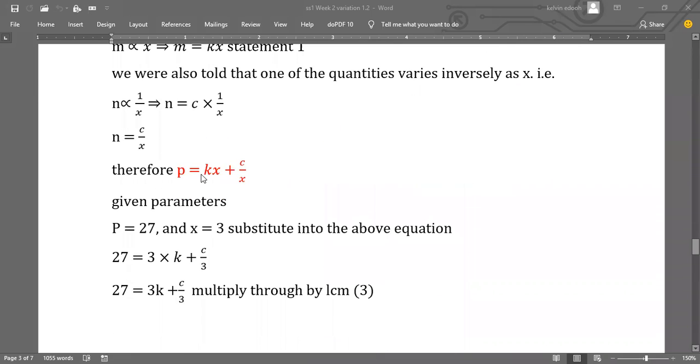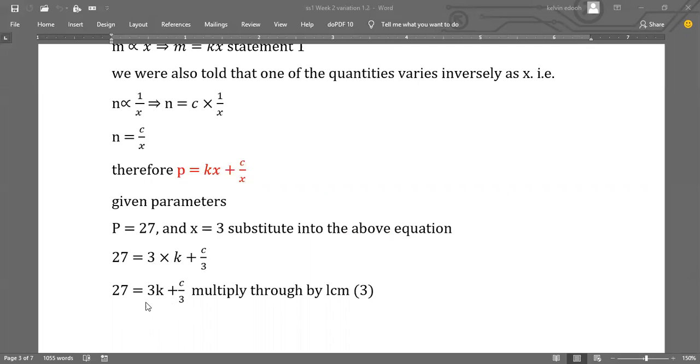Let's solve for k. Remember, this is the formula we got. They gave us p is 27 when x is 3. So let's substitute: 27 equals 3 times k, which is 3k, plus c over 3. The equation we're using is P equals kx plus c over x. P is 27, so 27 equals k times x, and x is 3, so 3k plus c over x, and x is 3, so c over 3.